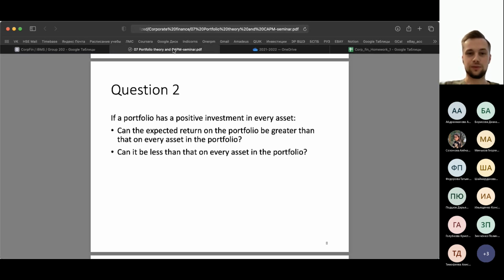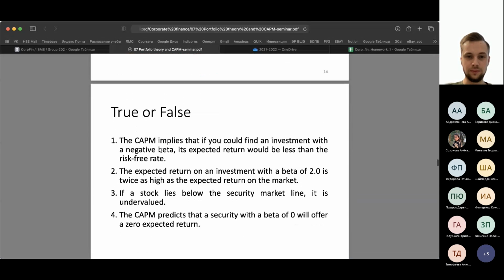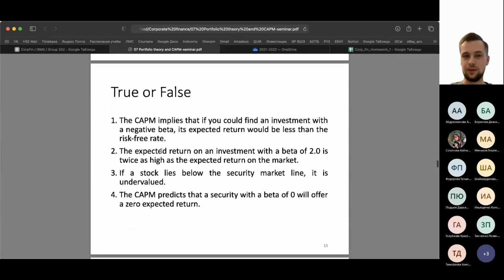Okay, let's return to the slides for a while. We again have true or false. Let's do it one by one. Okay, the CAPM model implies that if you could find an investment with a negative beta, its expected return would be less than the risk-free rate. Is it true?